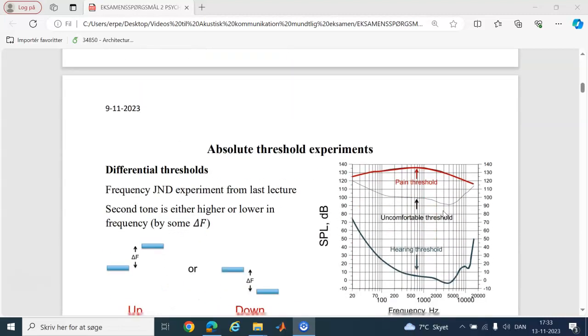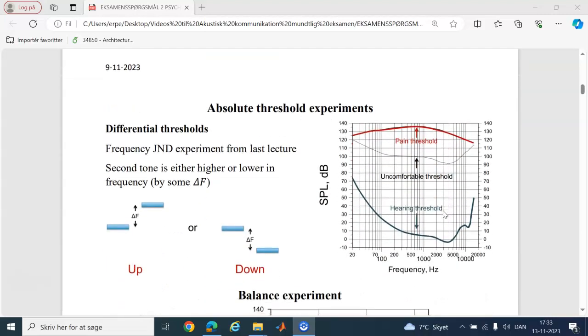We have the absolute threshold experiment. And now it's about the differential threshold, the frequency JND experiment from the last lecture. The second tone is either higher or lower in frequency by some delta F. Could be up or down.